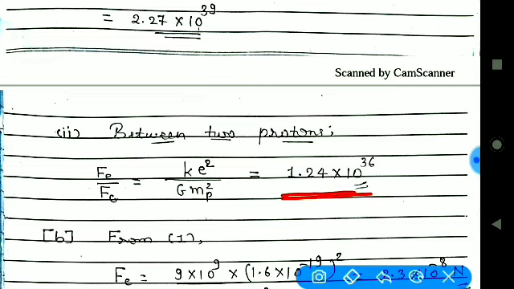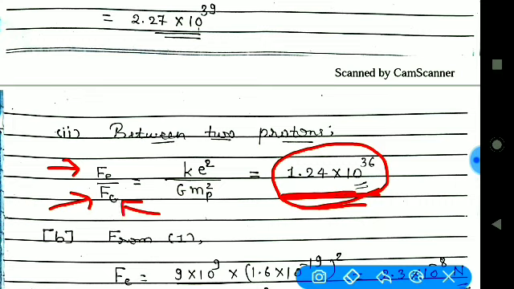Again, the electric force is greater than the gravitational force because here this value is larger than 1. If this value is smaller than 1, then we can say that the gravitational force will be larger. But here you can see the power is very much larger and it is positive, and so the value is quite large. So electric force will be greater than the gravitational force.